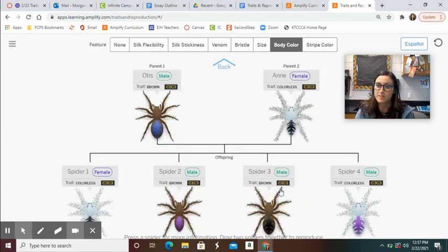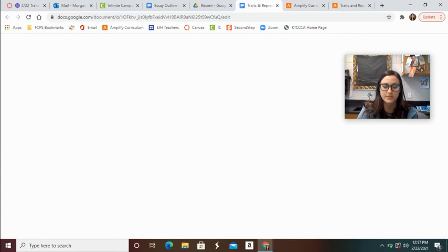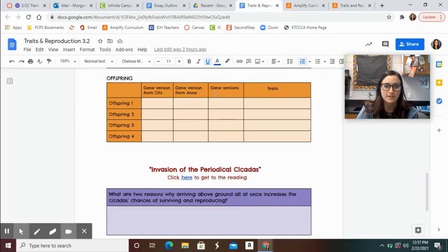Yours might look different than mine because the same combinations don't happen every time. It's like rolling a dice. You're not going to get the same number of combinations every time. So you're going to see that we have colorless, brown, brown, colorless. You want to look at each trait, so colorless and then C3, C3. You're going to look at each one of those and at what gene came from Otis, what gene came from Ann, what the version is, and the traits.